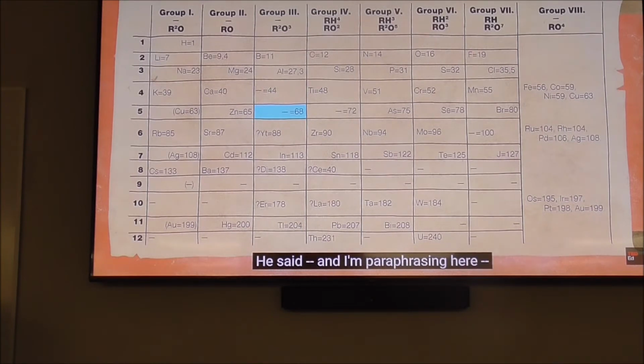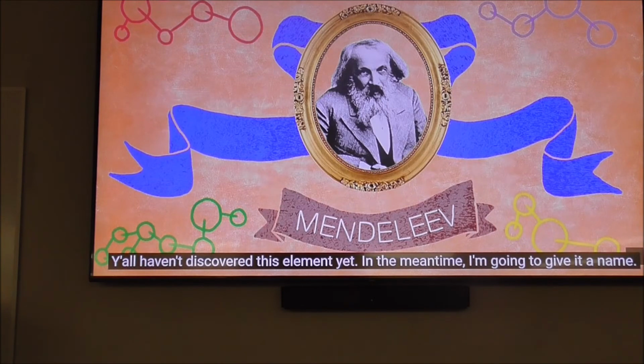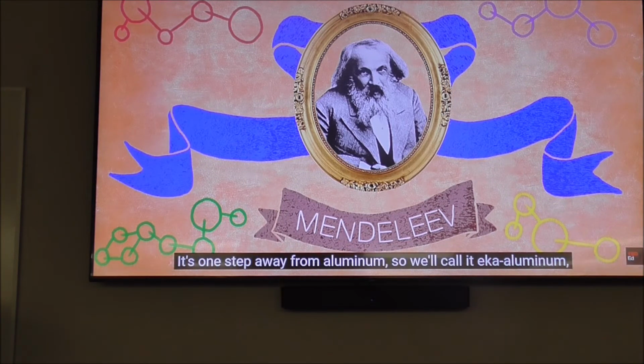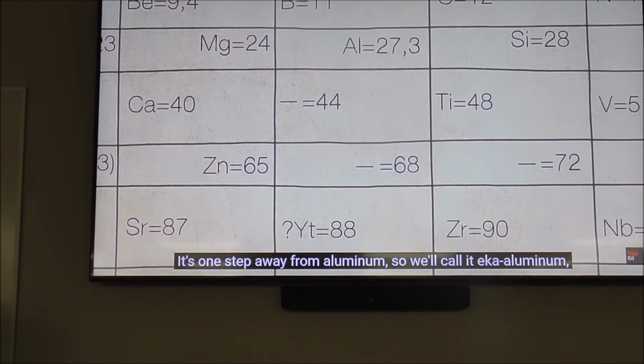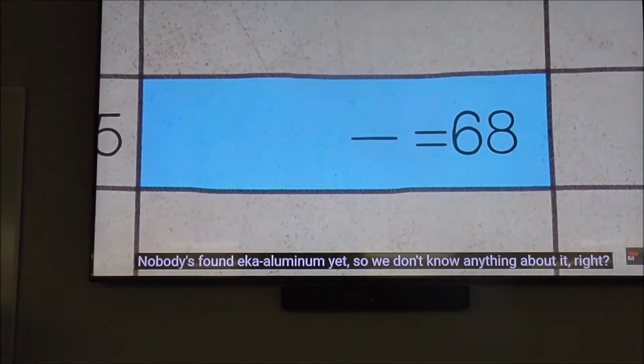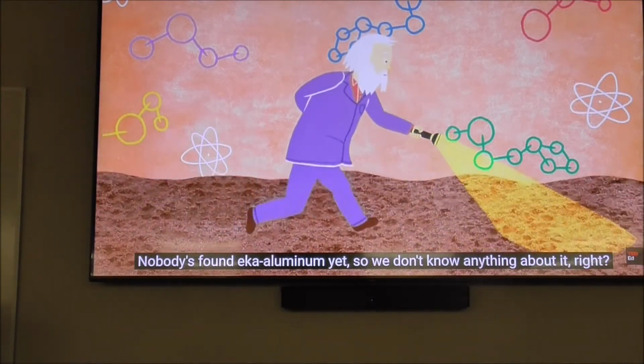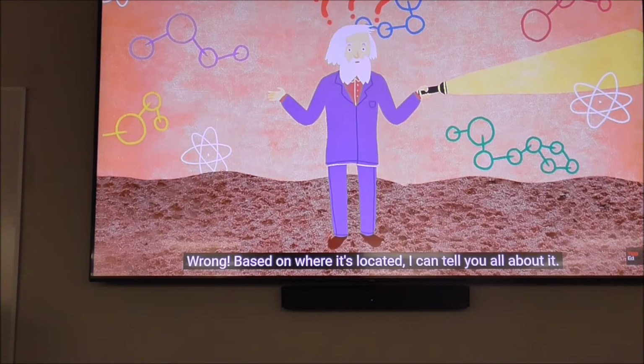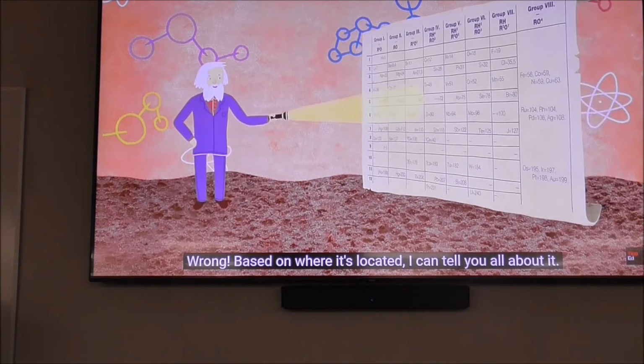He said, and I'm paraphrasing here, y'all haven't discovered this element yet. In the meantime, I'm going to give it a name. It's one step away from aluminum, so we'll call it Eka aluminum, Eka being Sanskrit for one. Nobody's found Eka aluminum yet, so we don't know anything about it, right? Wrong. Based on where it's located, I can tell you all about it.